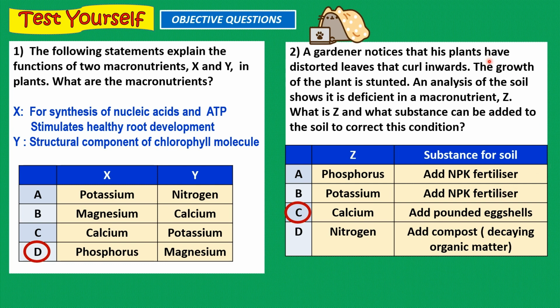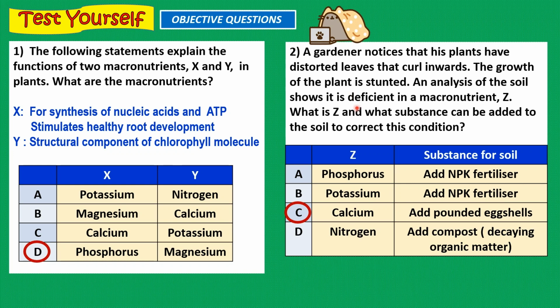A gardener notices that his plants have distorted leaves that curl inwards. Only one mineral or element or macronutrient causes this specific symptom when it is lacking in a plant. Now, the growth of the plant is also stunted.